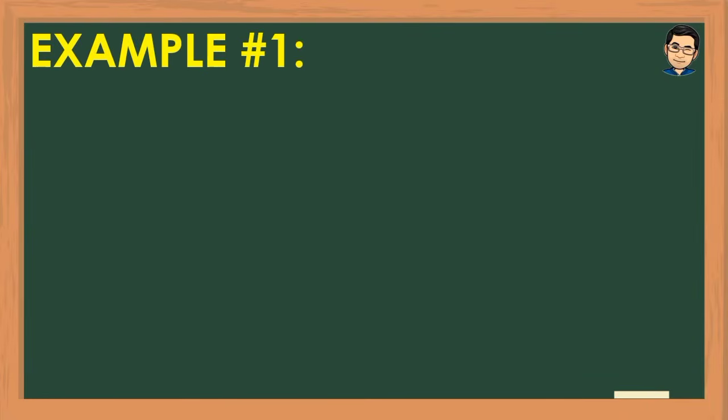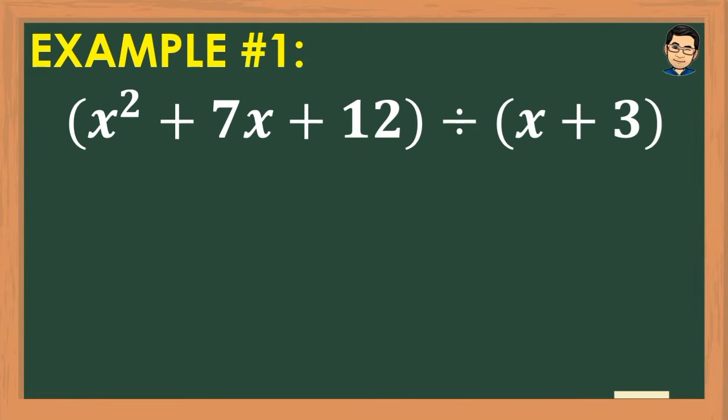So, let's have example number 1. X squared plus 7x plus 12 divided by x plus 3. As you can see, yung ating dividend is x squared plus 7x plus 12. Kung titignan natin yung ating dividend, nakasulat naman siya sa standard form. Again, kapag yung ating mga polynomial hindi nakasulat sa standard form, hindi po natin basta-basta dinidivide. So, we need to write them into standard form.